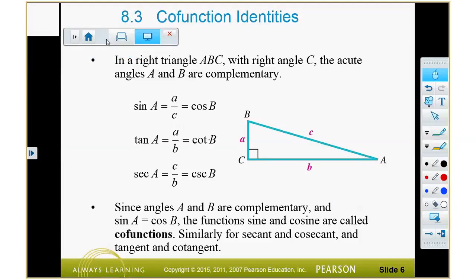Cofunction identities, write these down. In a right triangle, ABC, with a right angle C, the acute angles, A and B, are complementary, meaning that these two, A and B, equal 90 degrees. Because that's 90 degrees. Okay, we already talked about that. So sine A is equal to AC, which is equal to cosine of B. We've already talked about that. Okay?